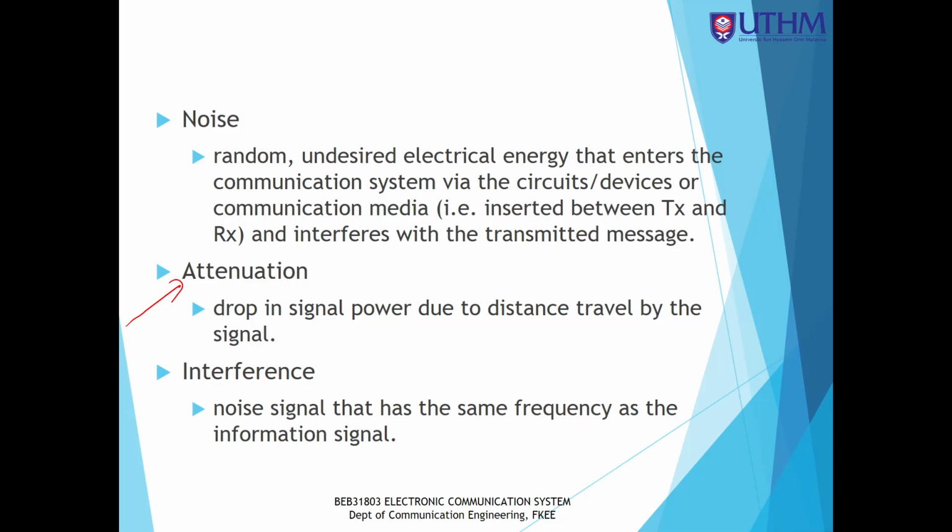And then the second impairment is attenuation. Attenuation, in Malay, we call it perubahan signal. Attenuation is normally due to the distance. As the signal travels a longer distance, the signal will attenuate. Dia akan melemah disebabkan because of the distance.